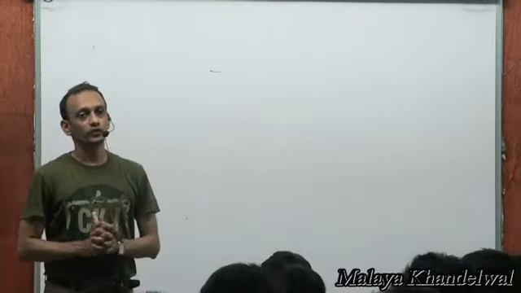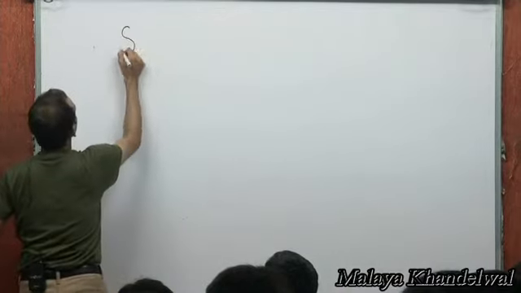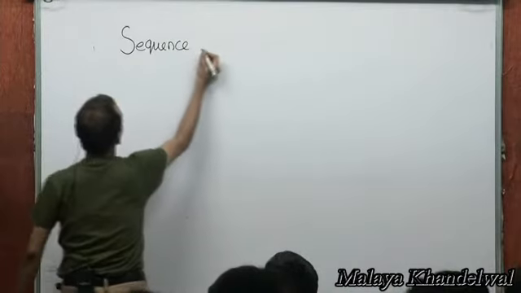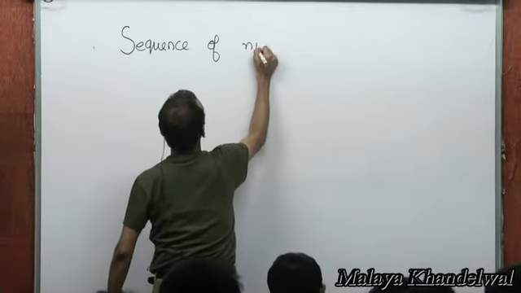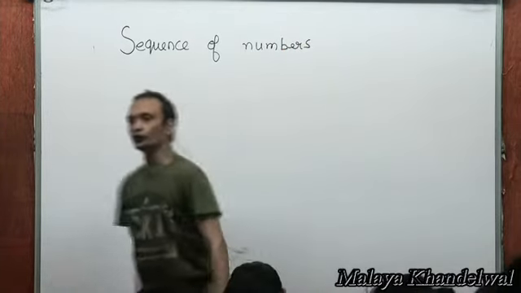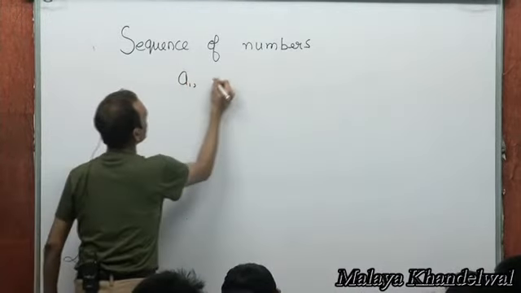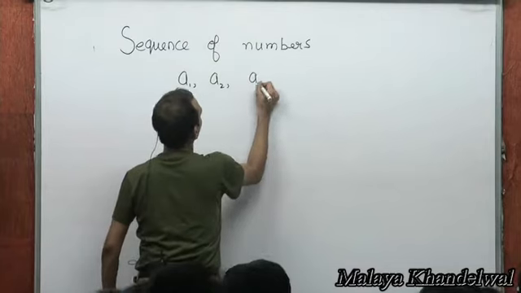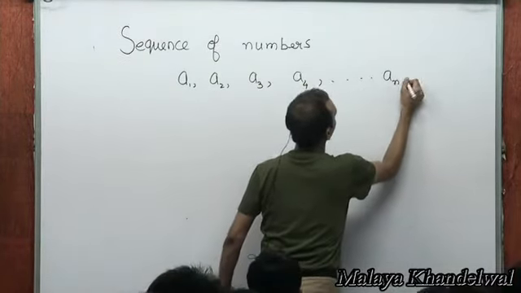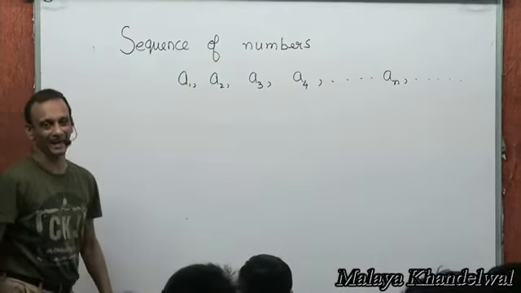So now we are going to talk of a sequence of numbers, say A1, A2, A3, A4, AN, etc. A sequence of numbers of this kind, A1, A2, A3, AN.